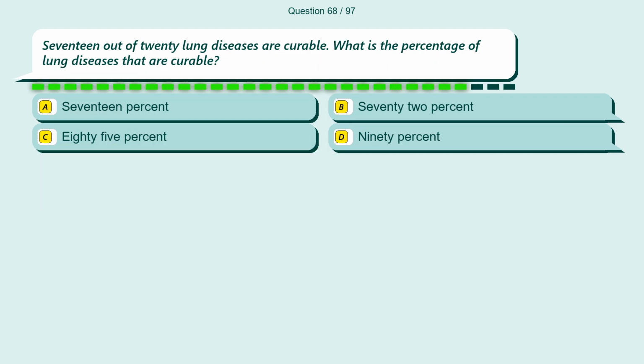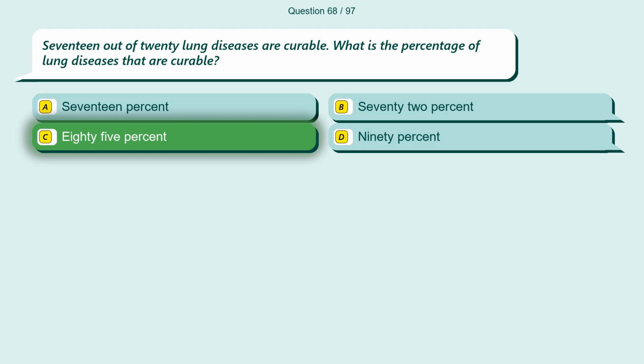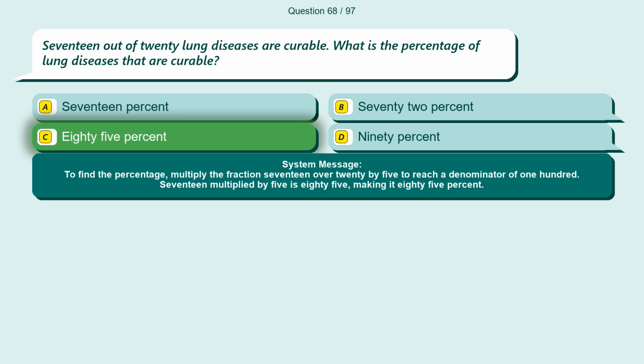Question 68. 17 out of 20 lung diseases are curable. What is the percentage of lung diseases that are curable? Option A, 17%. Option B, 72%. Option C, 85%. Option D, 90%. The correct answer is option C, 85%. To find the percentage, multiply the fraction 17 over 20 by 5 to reach a denominator of 100. 17 multiplied by 5 is 85, making it 85%.